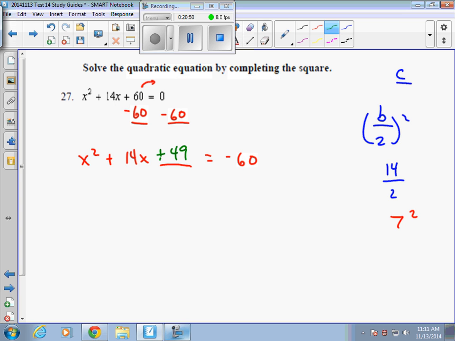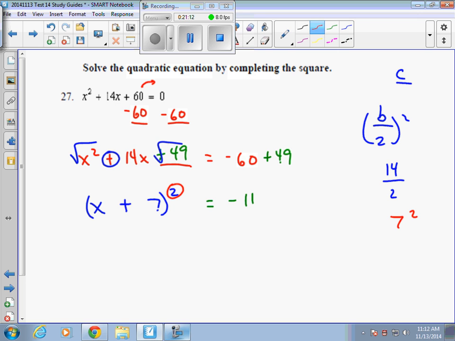If you're going to add 49 to the left, add it to the right as well. Negative 60 plus 49 is going to be a negative 11. And then take the square root of a and you get x. Take the square root of 49, you get 7. This tells you to put plus in the middle of them. X plus 7 squared is equal to negative 11.